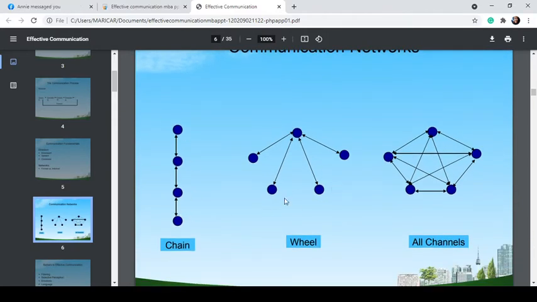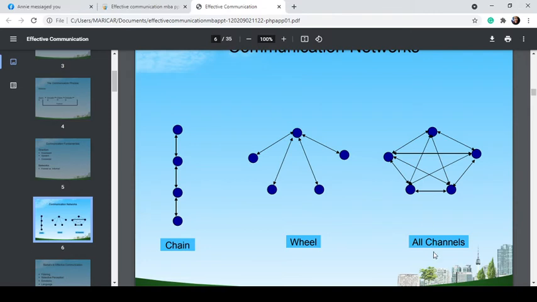We have the chain here. You also have the wheel, and we have the channel. When we say chain, from the communicator, for example in an organization where we are working, from the boss, the supervisor, the manager, then you yourself. For the wheel, for example, the boss, the manager, the supervisor, you, and the engineer. This is the wheel. The center of communication is the boss.